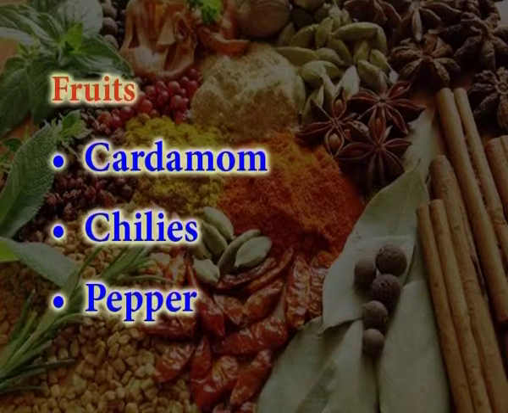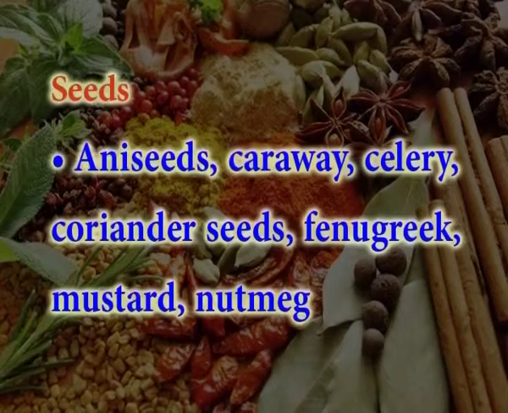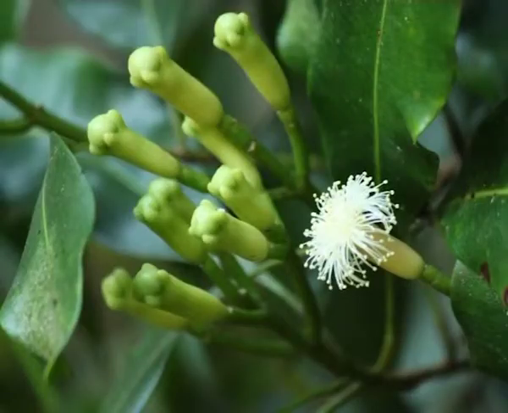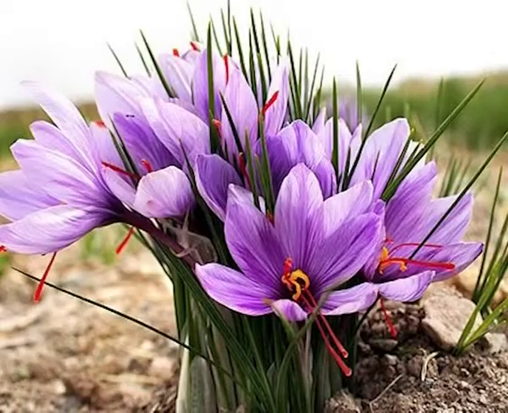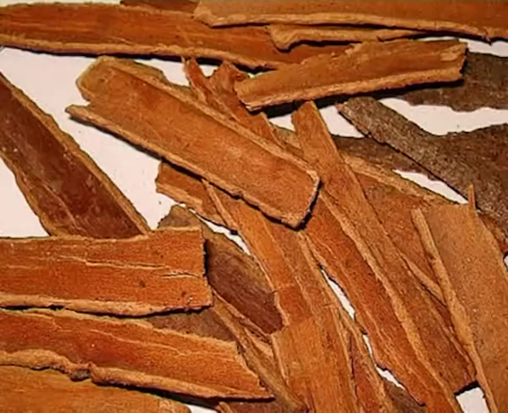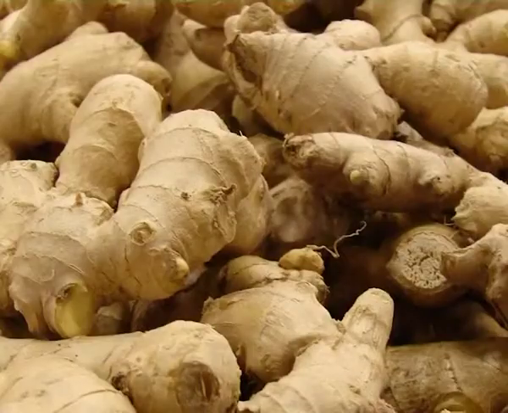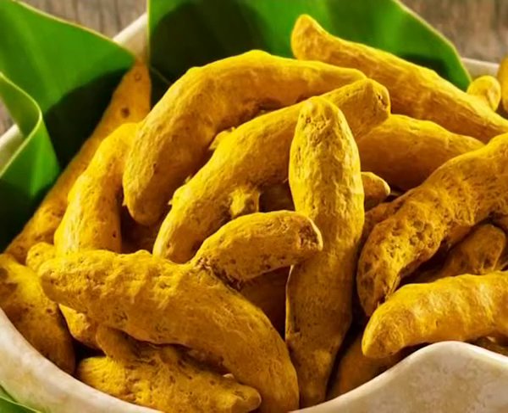Classification based on part of plant. In that, first we have fruits. For fruits, examples are cardamom, chilies and pepper. Next plant part is seeds. For that, anise seeds, caraway, celery, coriander seeds, fenugreek, mustard and nutmeg are examples. Next is flower. For that we have cloves and saffron. Next, bark. In that we have cinnamon. For root we have ginger and turmeric.